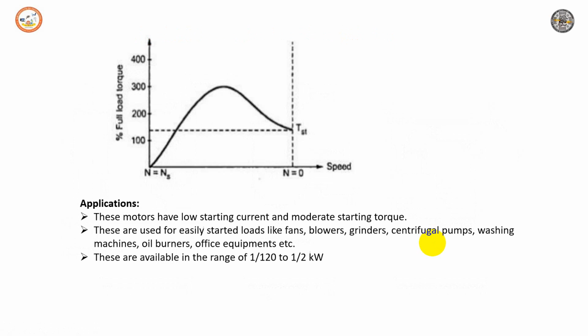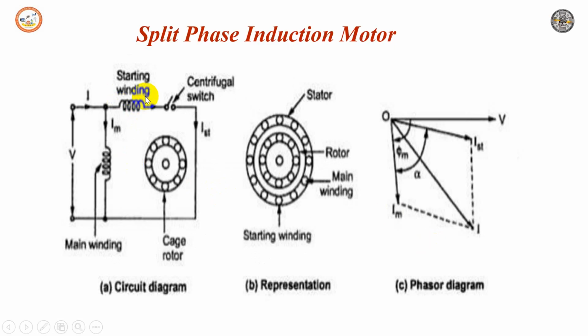This starting winding, also called the auxiliary winding, has a centrifugal switch in series. When the motor gathers sufficient speed, up to 75 to 80% of synchronous speed, this switch can be removed, and the rotor still keeps running even though the auxiliary winding is cut off from the circuit. So the motor runs only with the stator winding once it has accelerated. The auxiliary winding is designed for a short time, while the main winding is designed for continuous use. As the currents IM and ist are split from each other by an angle alpha at start, the motor is commonly called a split phase induction motor.